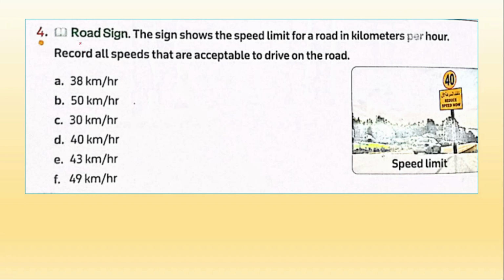Here we have a road sign. The sign shows the speed limit for a road in km/h. Record all speeds that are acceptable to drive on the road. Okay, you see the picture with speed 40 written on it, so your maximum is 40. You can't drive the car with a speed of more than 40. Your maximum is 40, so any number equal to 40 or less, meaning less than 40 or 40.